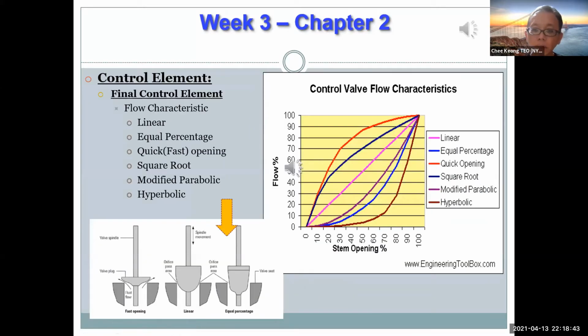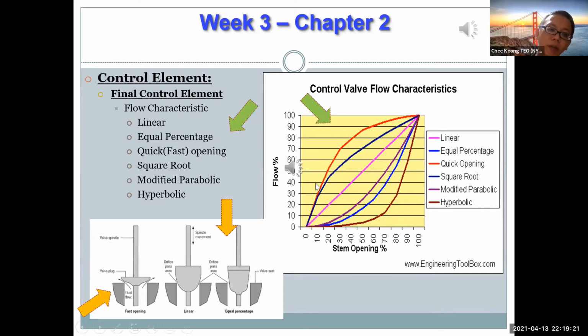Also for the final control element, flow characteristic can depend on the shape of the plunger used. Some flow characteristics have flow percentage increasing linearly with stem opening, while others can be parabolic in shape. The 6 flow characteristics are linear, equal percentage, quick opening, square root, modified parabolic and hyperbolic. The diagram at the lower left-hand corner gives you an idea that with different plunger heads, different characteristics will be achieved. So this is talking about the flow characteristic, right?